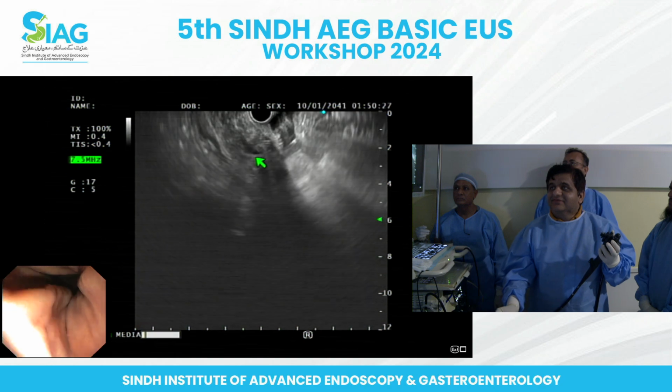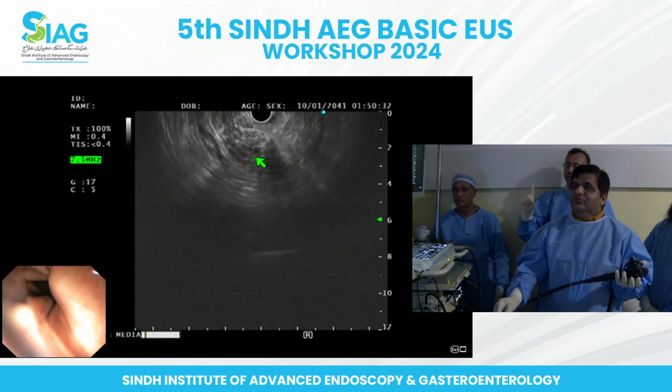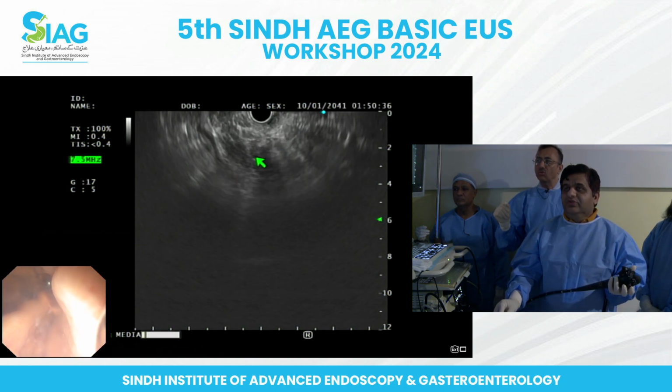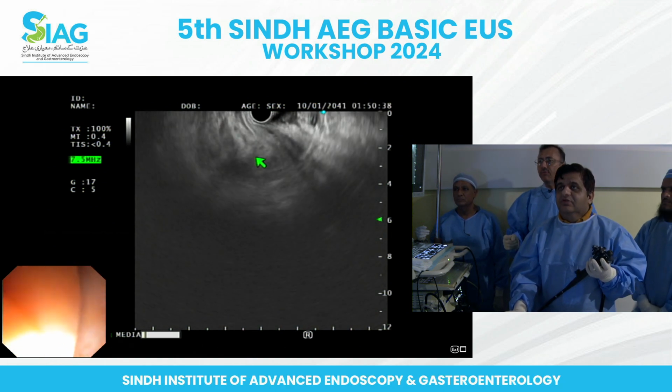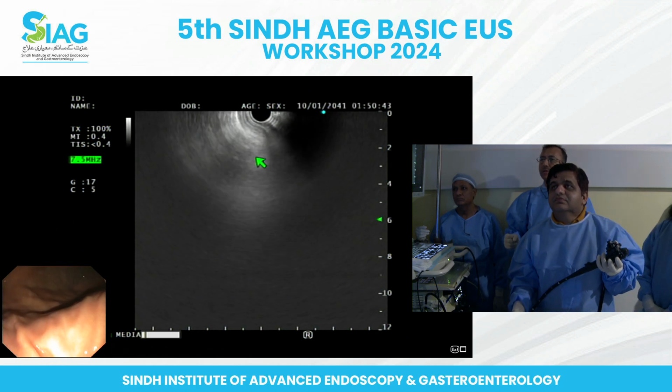Next station is the duodenal cap. At this stage, forget about all other maneuvers. Station 1, EG junction. Station 2, duodenal cap. So let's go to the duodenal cap. In the duodenal cap, we are going to go in the long position. So push your endoscope towards the duodenal cap.